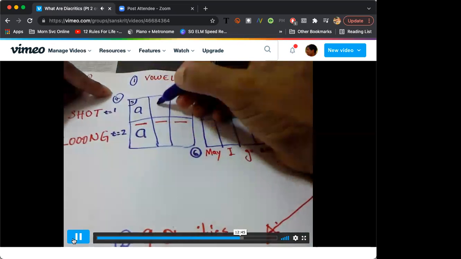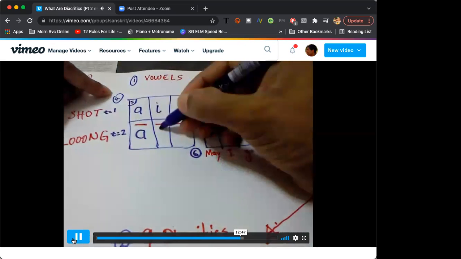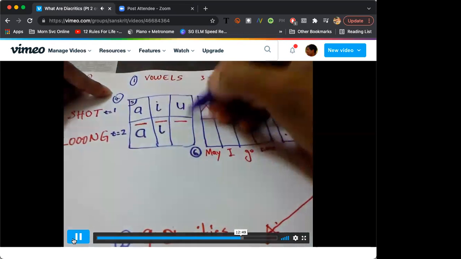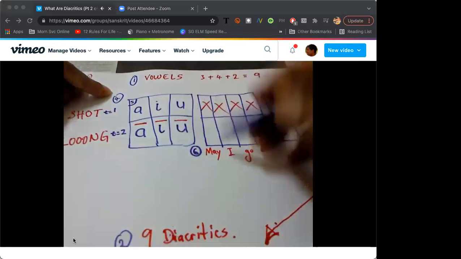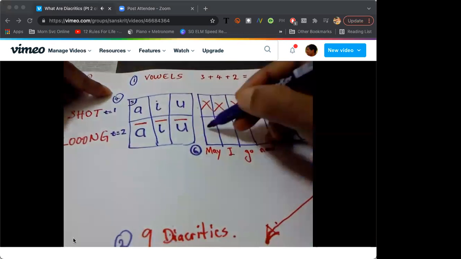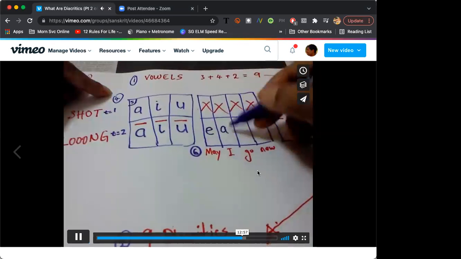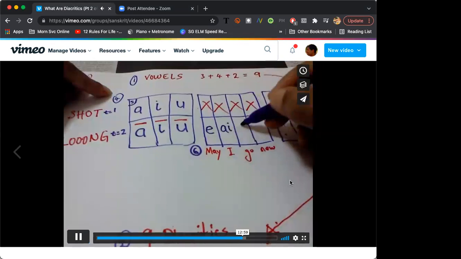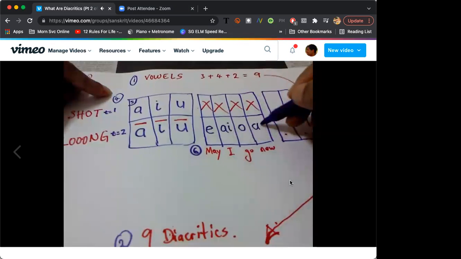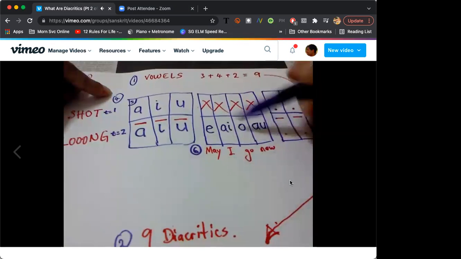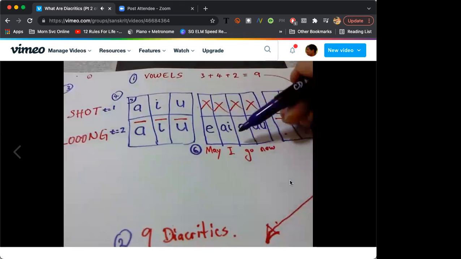A, E, U, and these 4 sound like this. May I go now? A as in Hare Krishna. A, I, O, O. These 4 have no short version in Sanskrit.